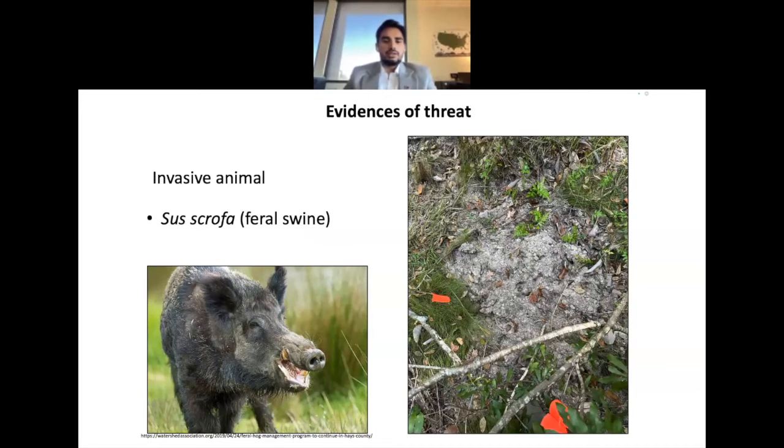And another threat, which is obvious, is the invasive animal, feral swine. As you can see in this picture, this is the core location of Texas Screwstem, and these orange flags are the places where we see the plants of Texas Screwstem. I found a couple of broken plants with damage signs by hogs, which is big evidence of the threat of how these feral swine are destroying the habitat of the species of our interest.